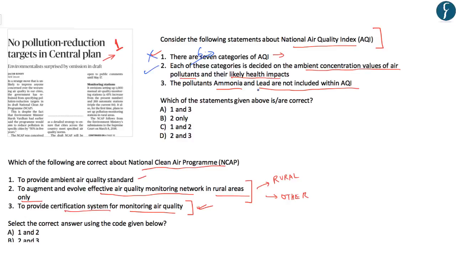The pollutants ammonia and lead are not included within AQI. No, they are included within AQI. As we have seen, this statement is also incorrect. So the question is, which of the statements given above is correct? So the correct answer would be 2 only.